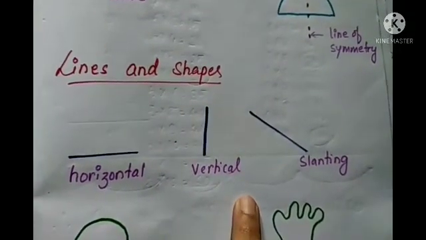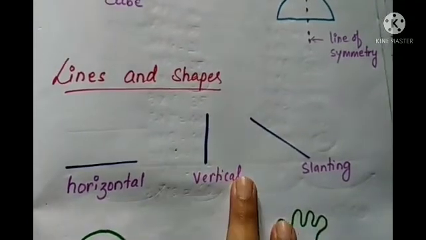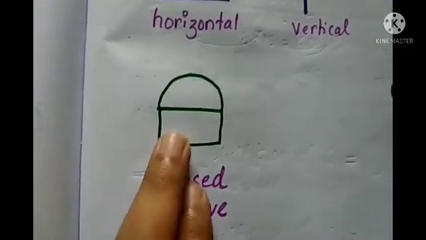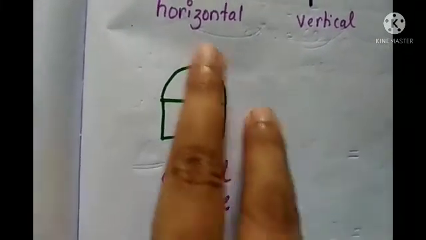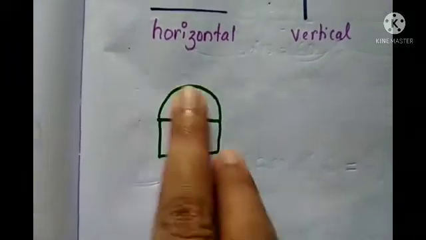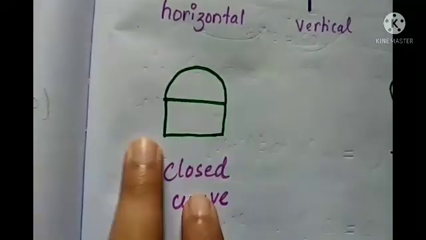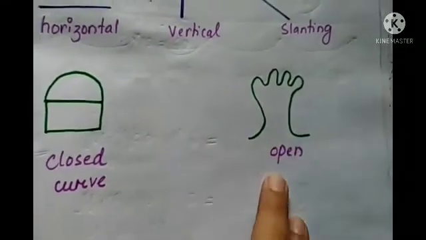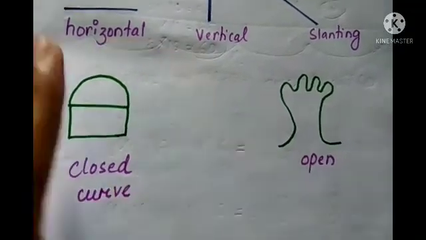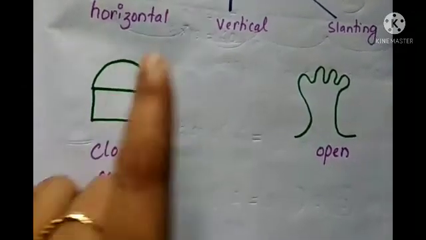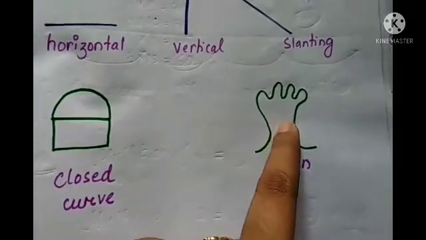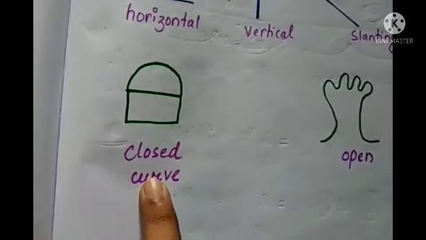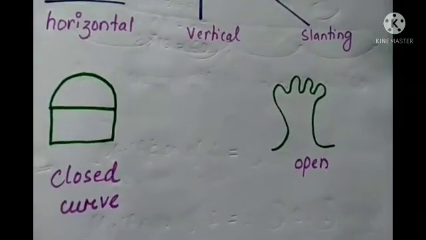Next you see, by using these lines we can also draw some shapes, okay? So I have drawn here, you see, a figure by using some lines and also some curved lines. But if you compare this figure with this one, I think you can get some differences. What are the differences? If you see, this figure is a closed figure, but here it is an open figure, right? These closed shapes are also called closed curves, and these are open figures, okay?